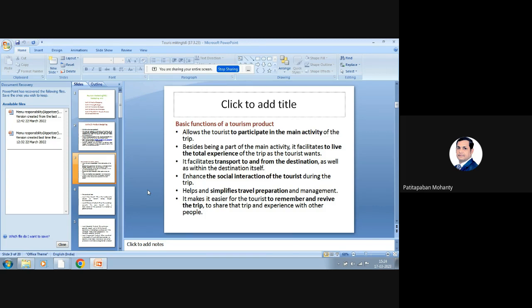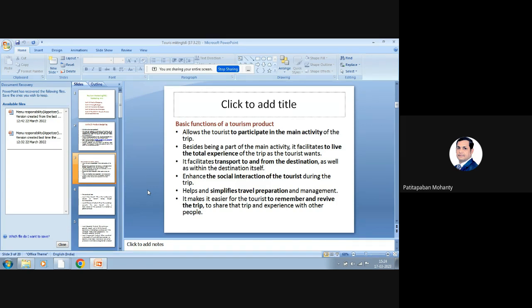Then it facilitates transfer to and from the destination as well as within the destination itself. Yes, the product should be designed in such a way that it always supports or connects, or has some linkage to the different infrastructure, so that there will be easy accessibility to the destination. Tourists always want easy accessibility to the destination, so that will be an added advantage to their total experience.